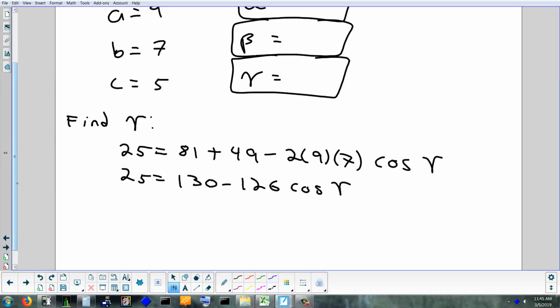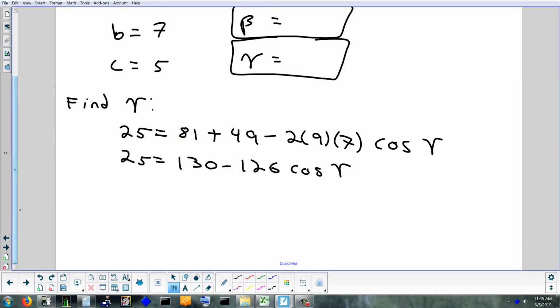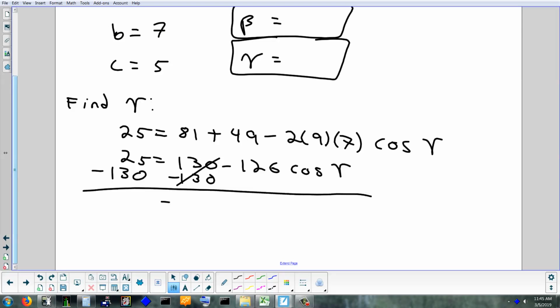Natalie, what's my next step? To bring the 25 to the side. Yep, and how do you bring it over? It's gone. 25 minus 130 gives me negative 105.